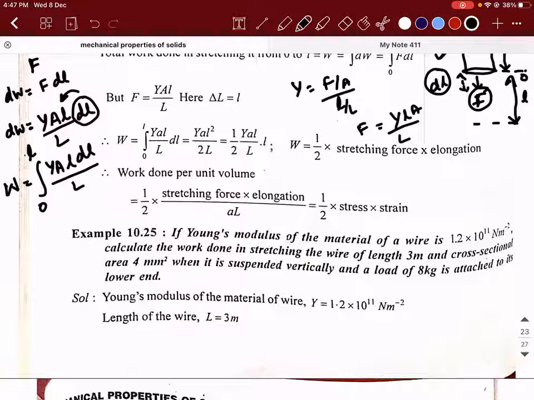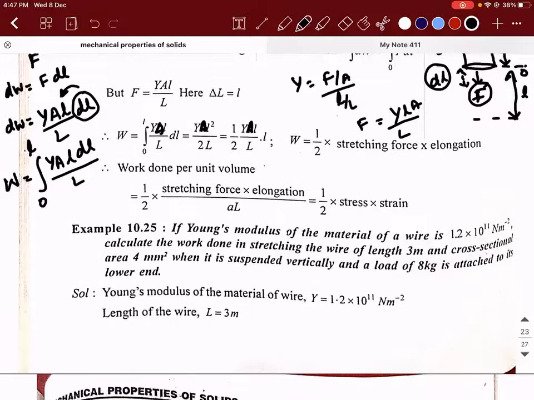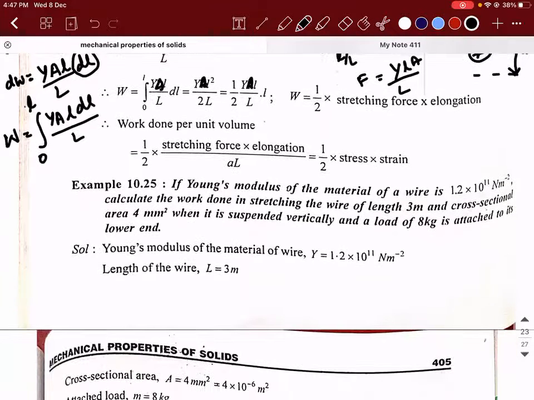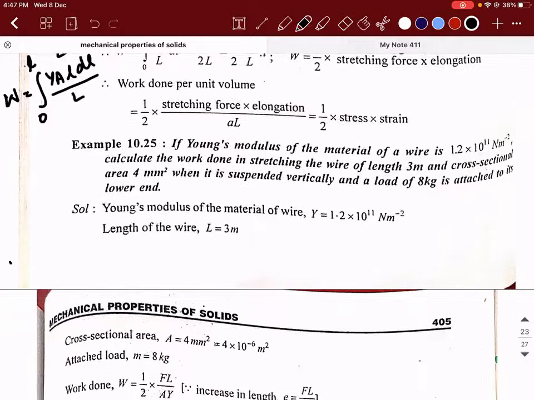So there is a mistake here. It is capital A that should be there. They changed it as small a. Okay, follow my steps. So what can be taken out of the integral? Y A divided by capital L into integral of l dl from 0 to l. Can I do this? This will be Y A l square divided by 2L.